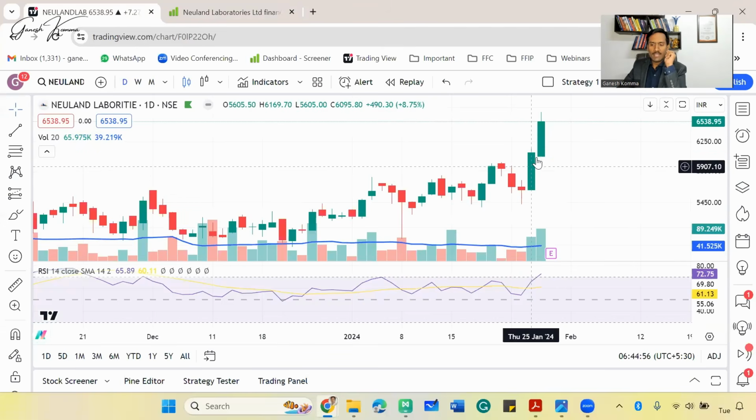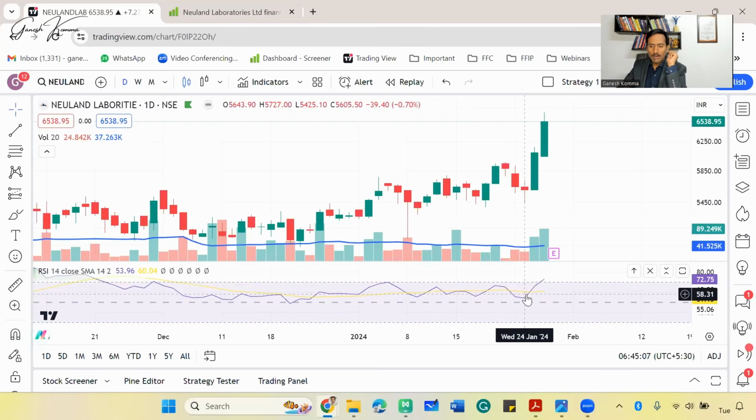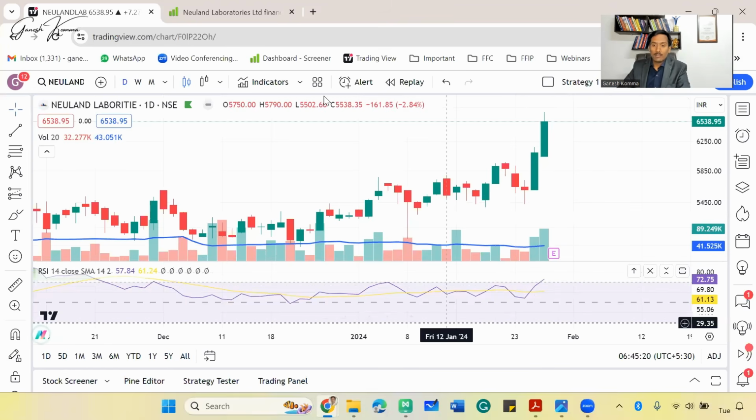And the most important factor: when there is good price and volume building up, and even the RSI is exhibiting strength, where the RSI line is crossing the upper band, there is some tremendous strength coming, and this is at a very early stage now, where it can become even stronger.